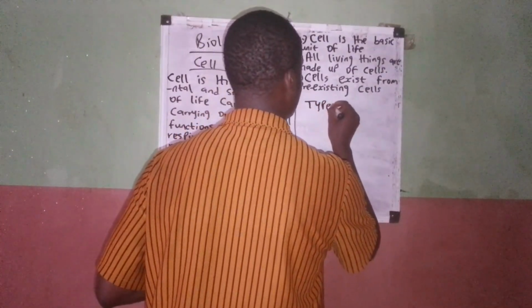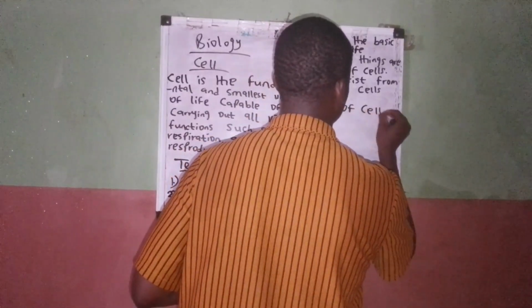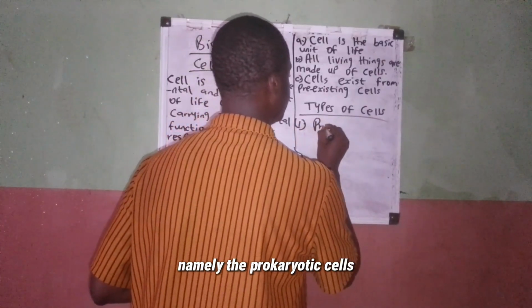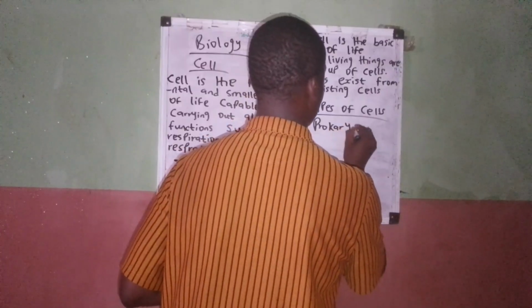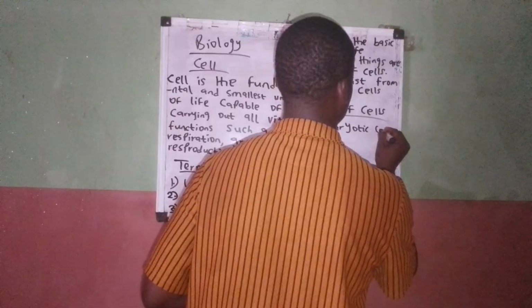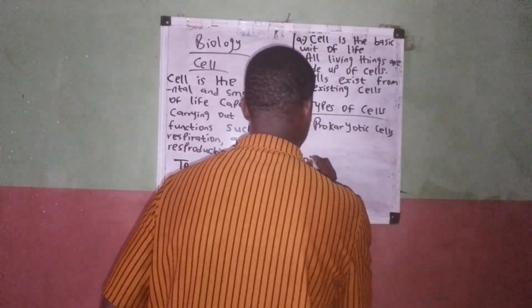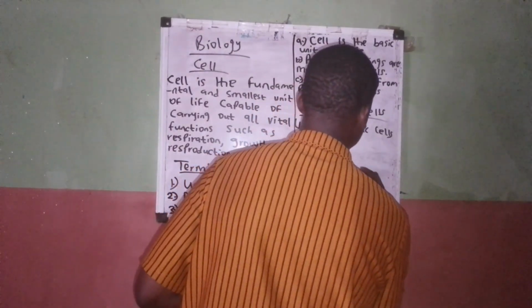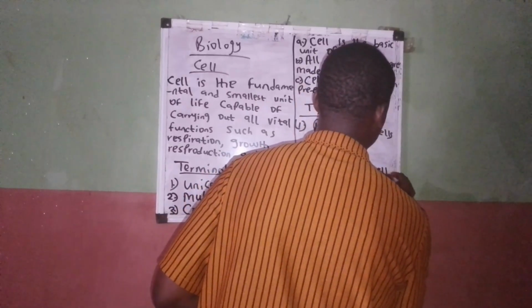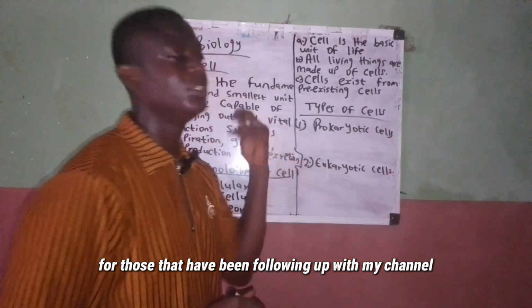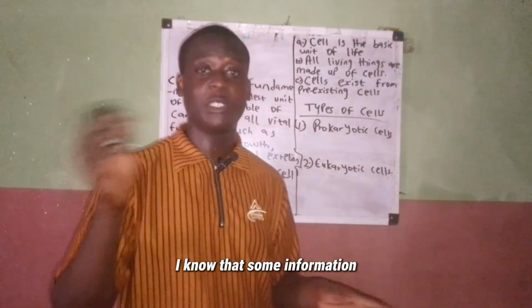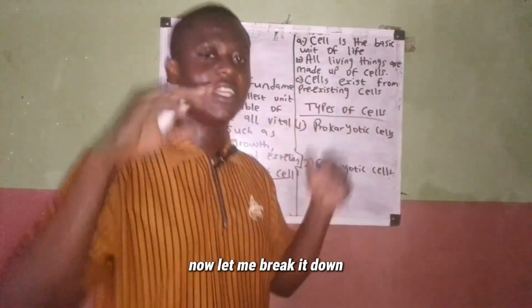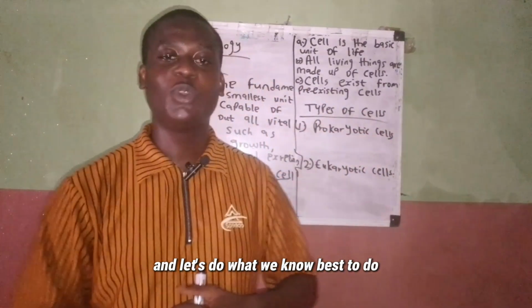Types of cells. We have two types of cells, namely the prokaryotic cells and the what? Eukaryotic cells. For those that have been following my channel, I know that some information might have been running through your mind based on what we have learned. Now, let me break it down.